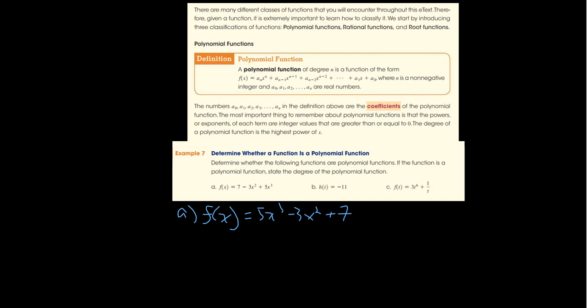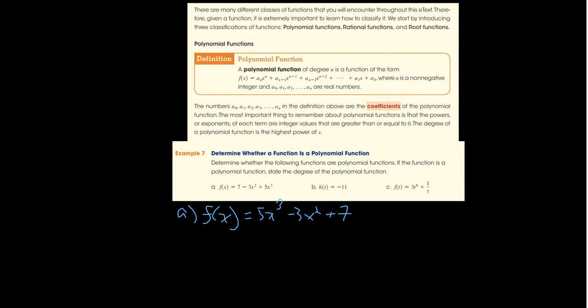Yes, because if we look here, we see our variables are indeed non-negative. We have x cubed. You can't really tell because, as I mentioned before, writing small numbers is kind of hard on this program, so we'll just write a little bit bigger. There we go. We look at our exponents, and we do indeed see that they are non-negative. So A is indeed a polynomial function.